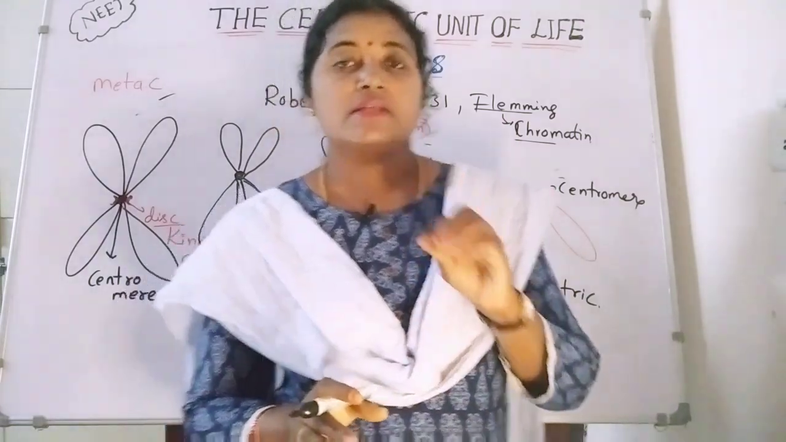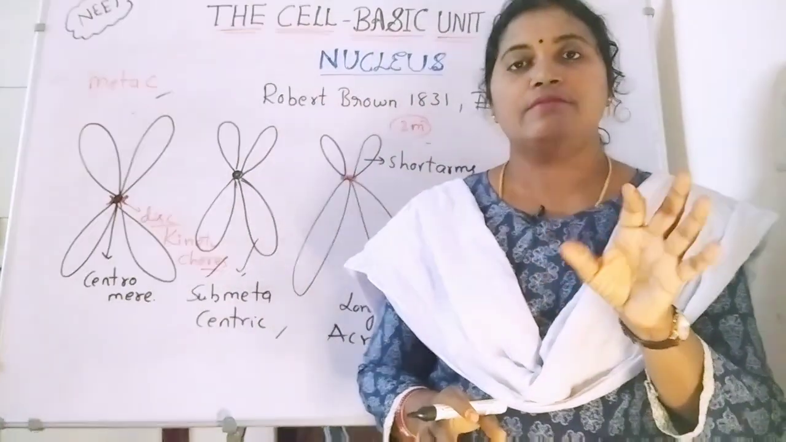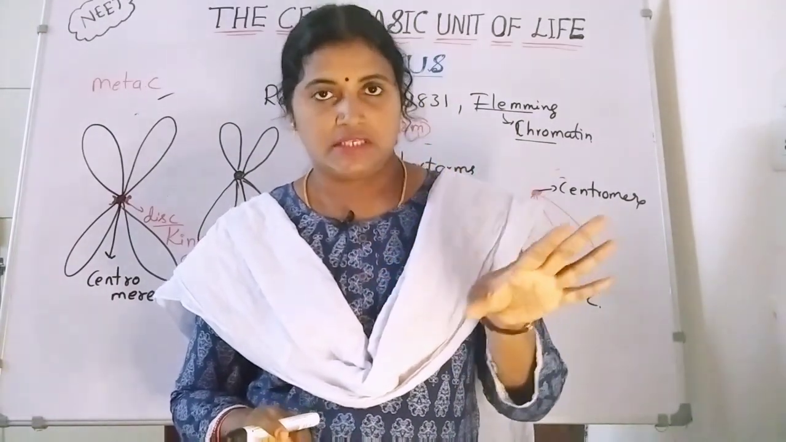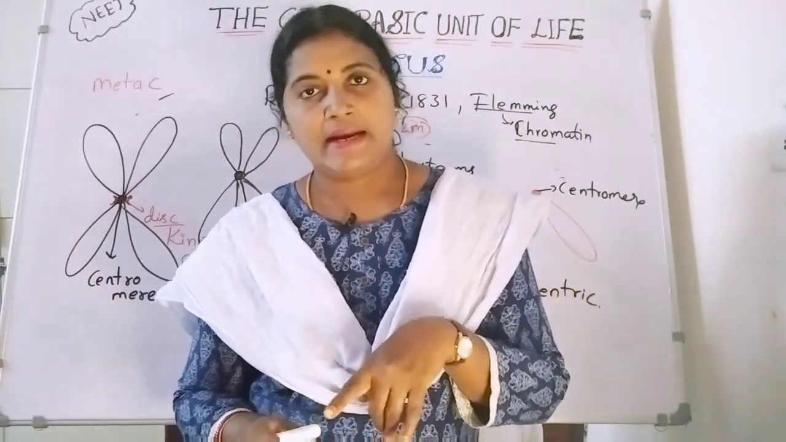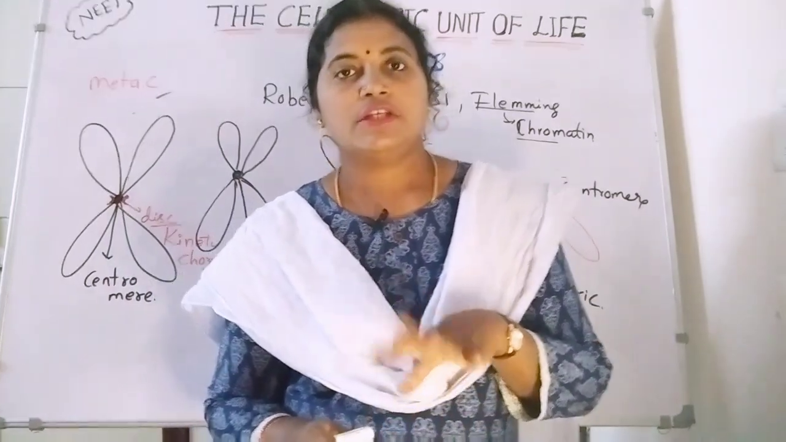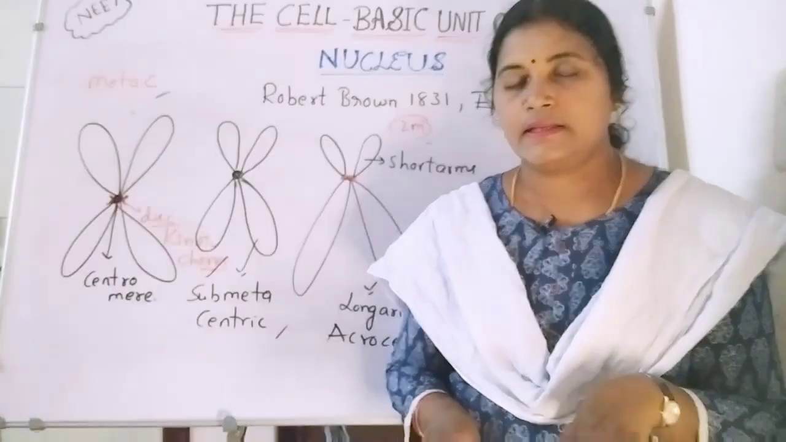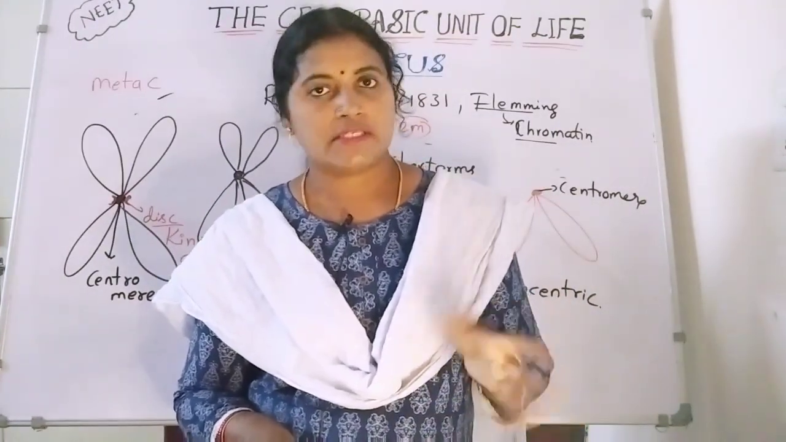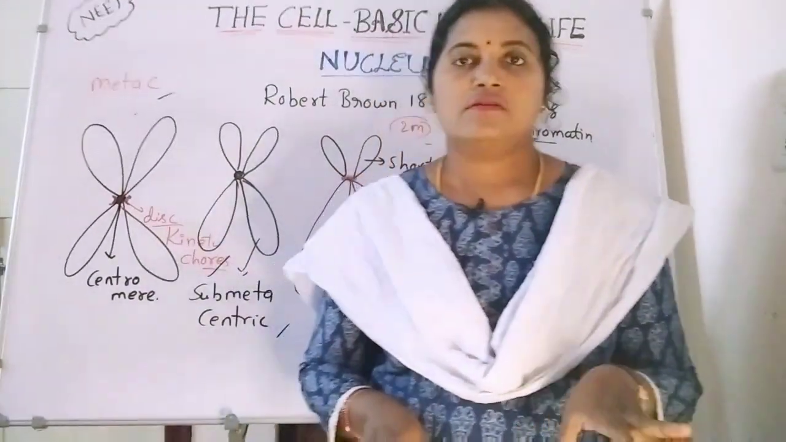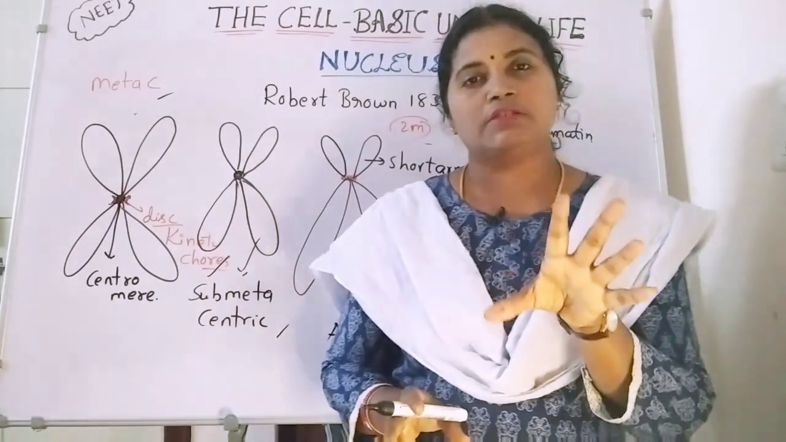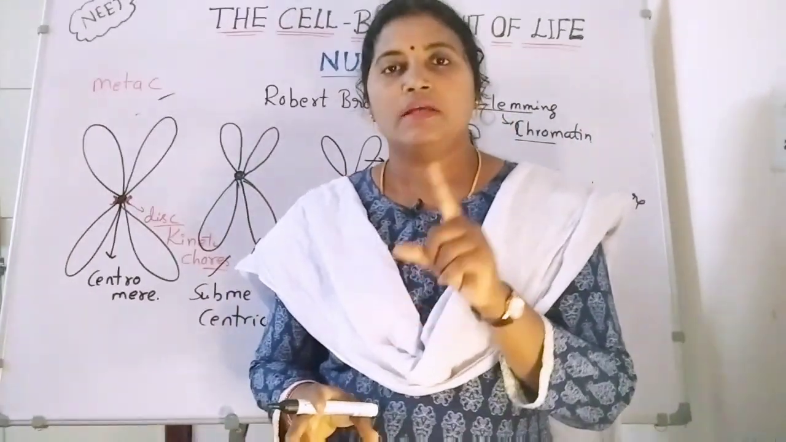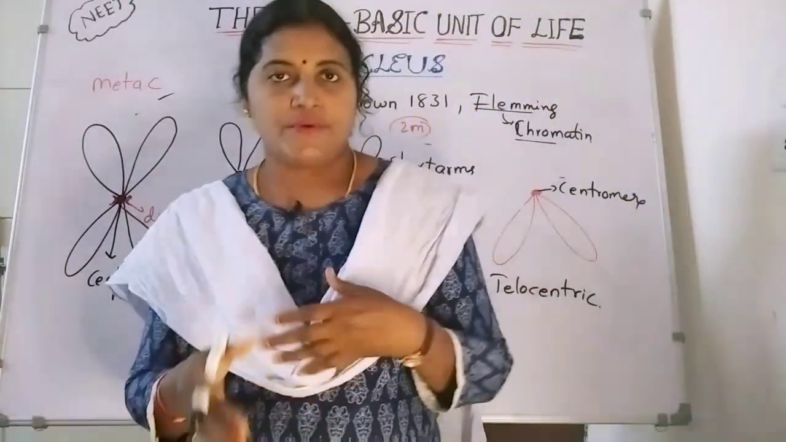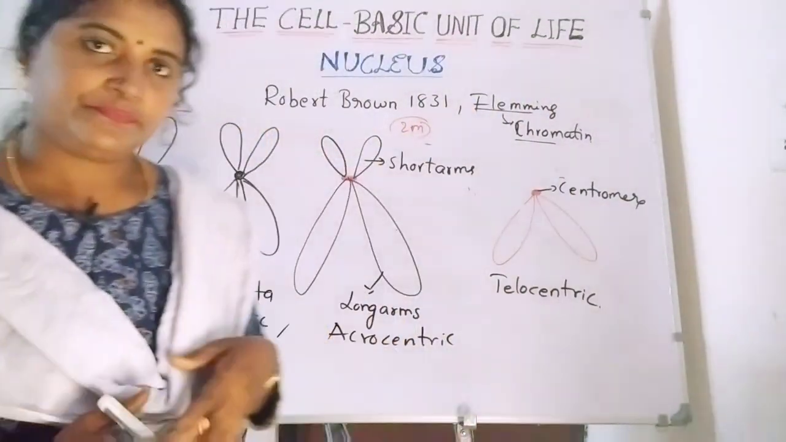And which cells do not have a nucleus? Red blood cells, and also in plants, sieve tubes. Sieve tubes do not contain any nucleus, and even RBCs, red blood cells, do not contain any nucleus. The structure responsible for RBC production is the bone marrow. Bone marrow is the structure which produces RBCs, hemopoiesis.